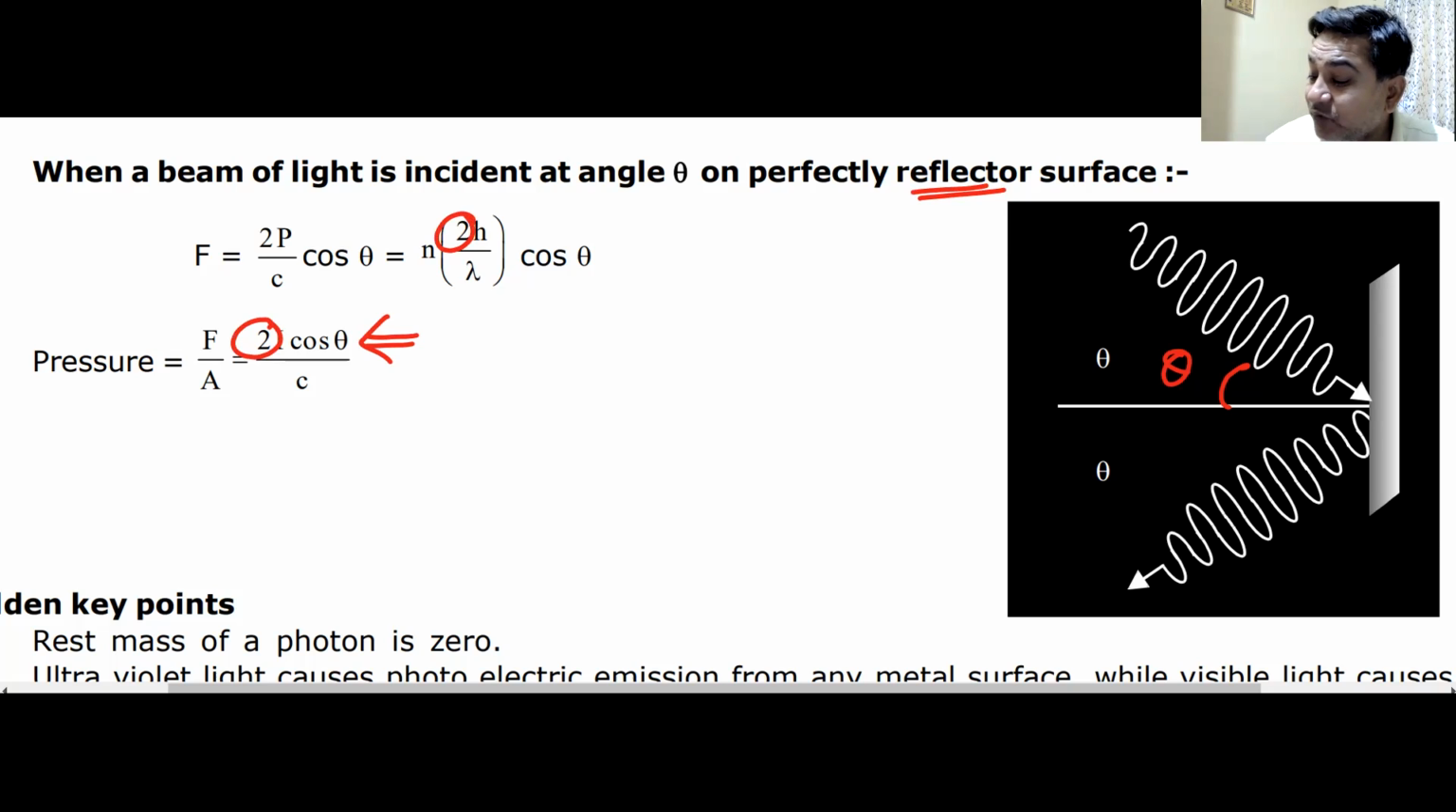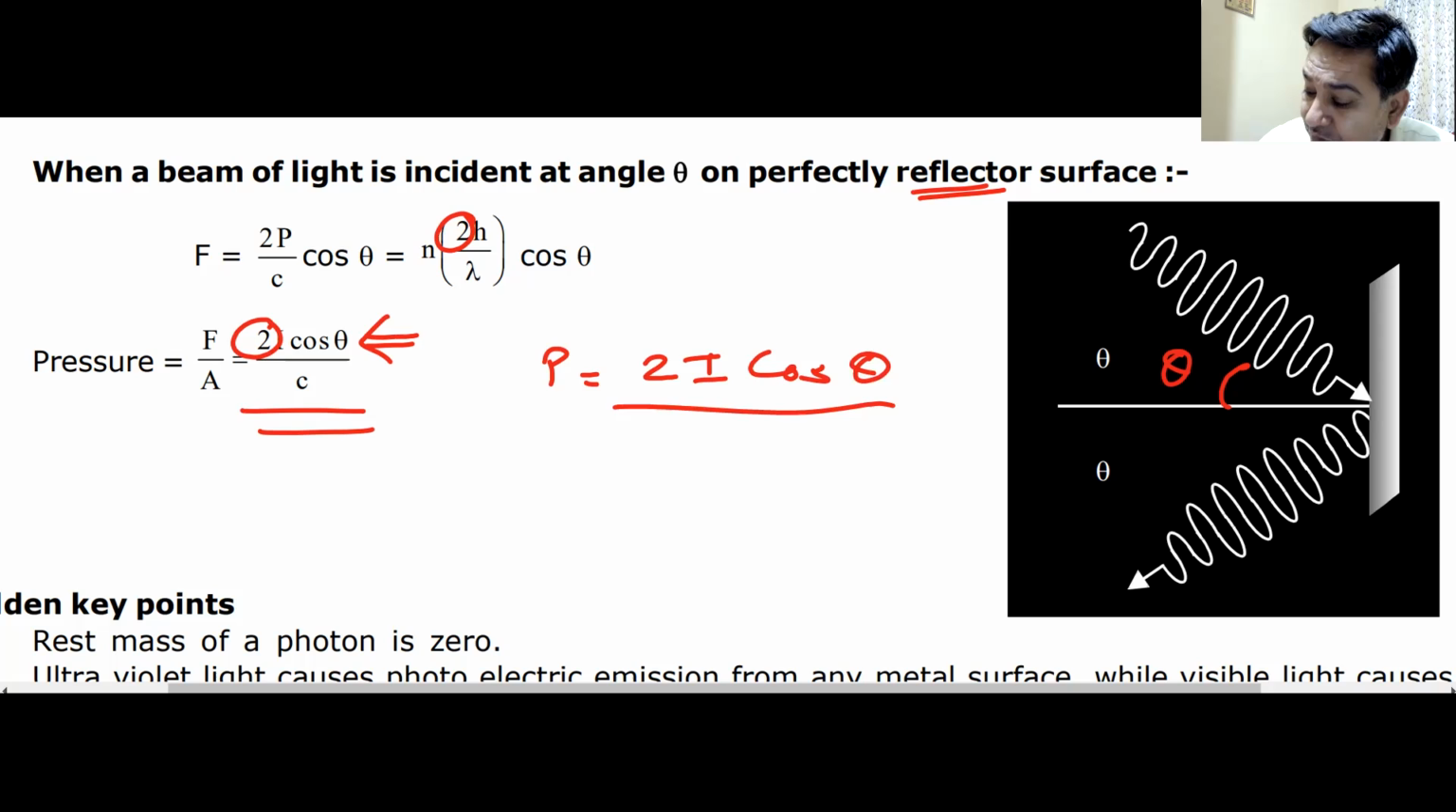Now, if you remember this formula, that pressure is 2I cos theta divided by C. Now you can put the value of theta differently and you will get different answers. For example, theta is 0 becomes the case where it is falling perpendicularly. Cos theta, when theta is 0, becomes 1. So your answer becomes 2I by C.